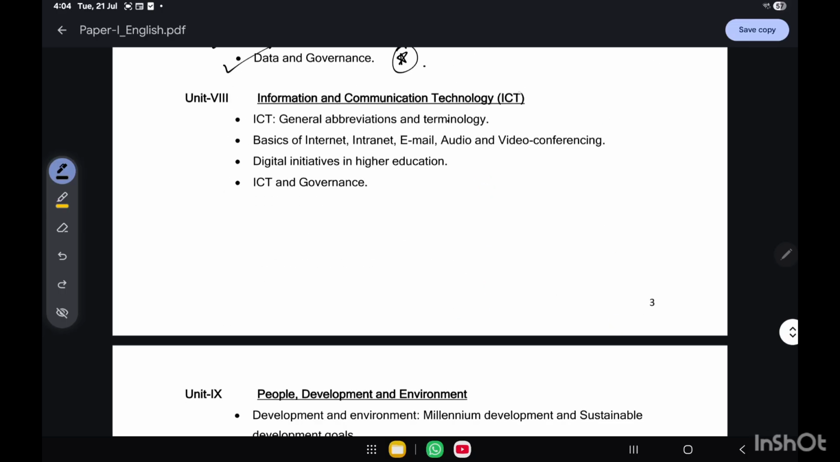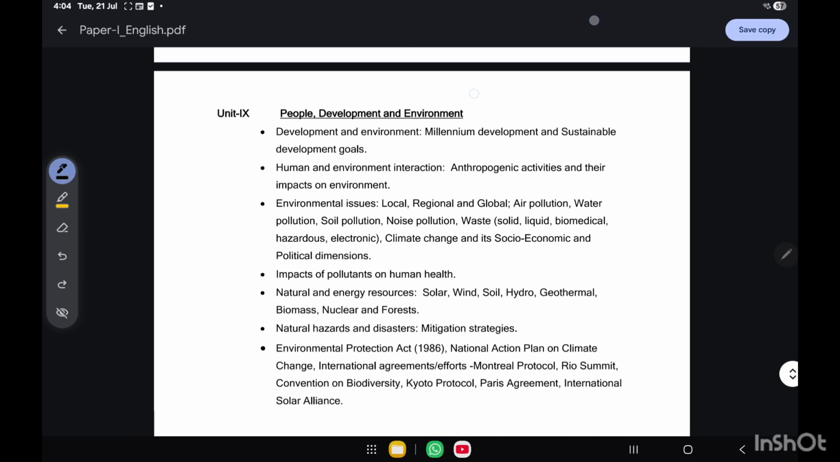And the next unit is all about ICT, that is information and communication technology, where you're gonna learn about the basics of internet, intranet, email, audio and video conferencing, and what are the digital initiatives conducted in higher education, what is this ICT and governance, some abbreviations, some terminologies you have to learn here.